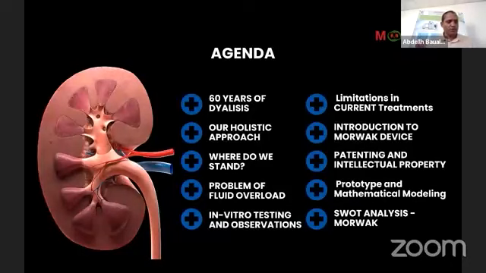To give a clear overview, here is our agenda. We will start by discussing the background of dialysis, move on to the limitation of current treatment, and then introduce the MORWAC device. We'll also cover its patent status, prototype development, testing, and conclude with the SWOT analysis.